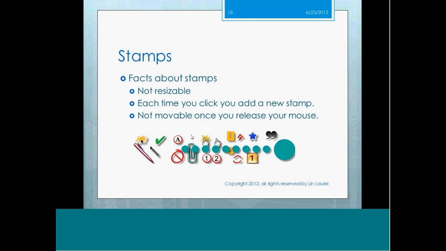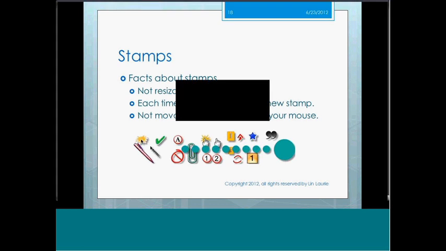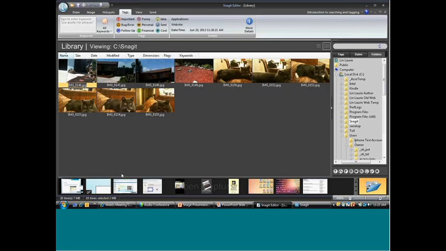Every time you click on the page, you add a stamp if you've got the stamp button selected. And then once you release your mouse button, the stamp is wherever you put it and it's not movable. So what you need to do is to keep your thumb down on the mouse key and move the stamp around, and I'm going to show you how to do that in a second, and then release it once you're happy with the position. So let's go back into Captivate here, and I'm going to open up an image.